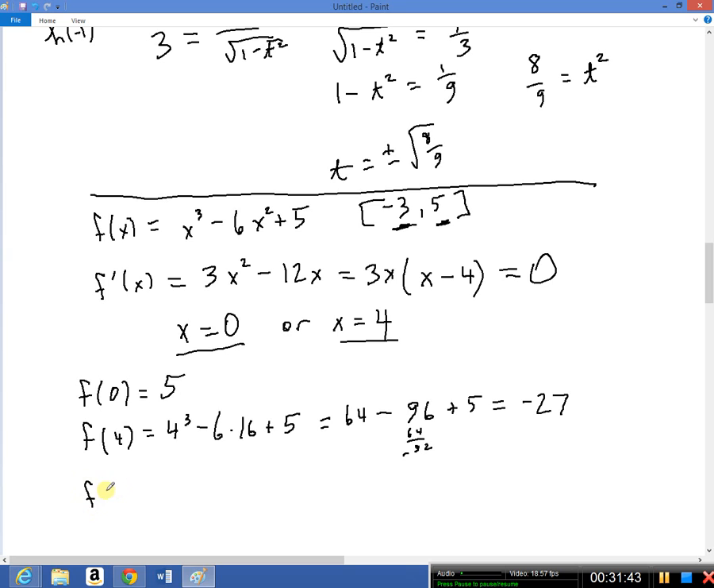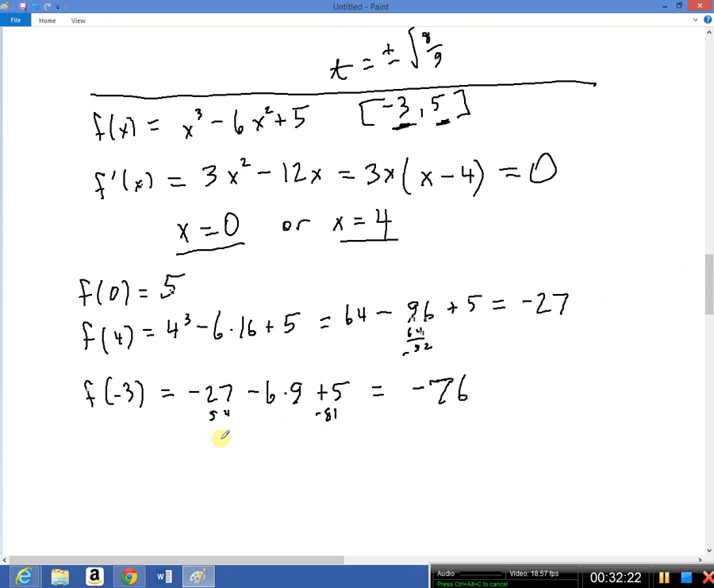And we've got to plug in the endpoints too. Plug in negative 3, and you get negative 3 cubed, which is minus 27. And then minus 6 times negative 3 squared, which is 9, plus 5. So this is going to be minus 27 minus 54. That's going to give me minus 81. Minus 81 plus 5 is minus 76. So this is even smaller than that one.